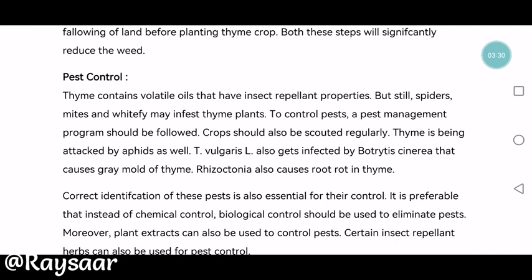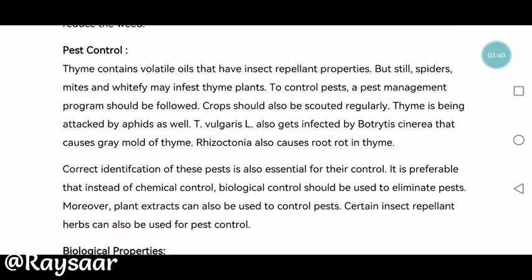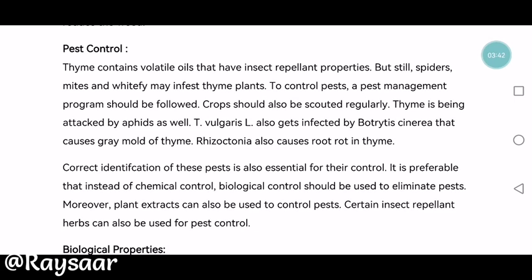Then pest control. Thyme contains volatile oils that have insect repellent properties, but still spiders, mites, and other pests may infest thyme plants. To control pests, a pest management program should be followed. Crops should also be scouted regularly. Thyme is being attacked by aphids as well as T. vulgaris L. also gets infected by Botrytis that causes grey mold of thyme.